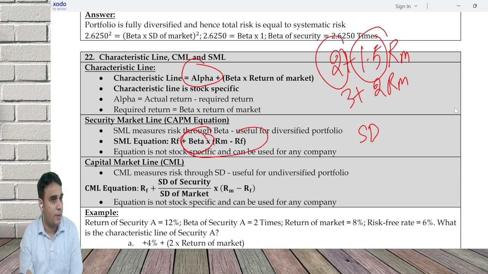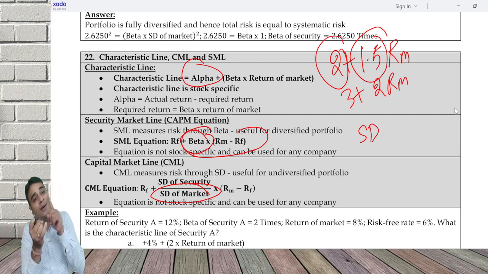You have been learning this formula, but the formula was RF plus beta of security divided by beta of market. But the market was 1, so I never discussed it. The actual formula is RF plus beta of security divided by beta of market into RM minus RF. But SD of market cannot be 1, so I have to use that in the denominator. It's not that it is a different formula. That is beta of security divided by beta of market; that is the actual formula. Nowhere have we been using it, because beta of market is 1 time.